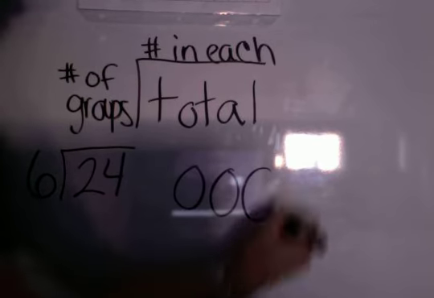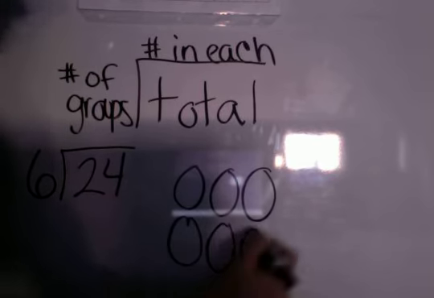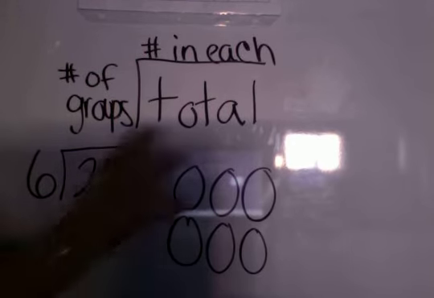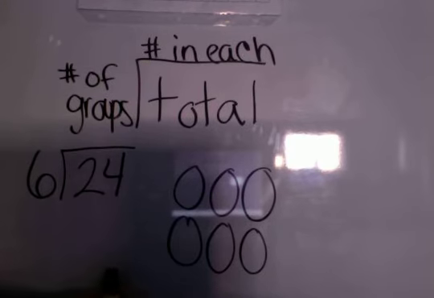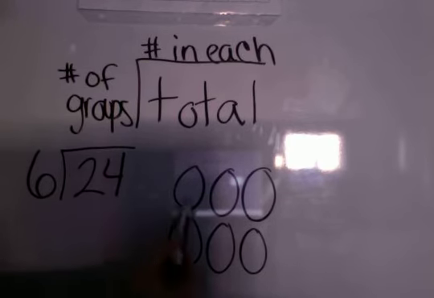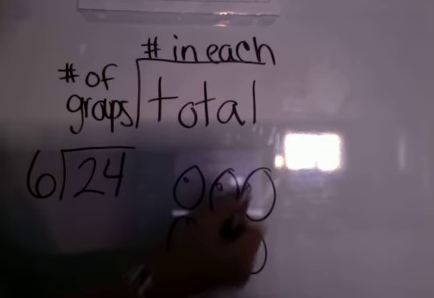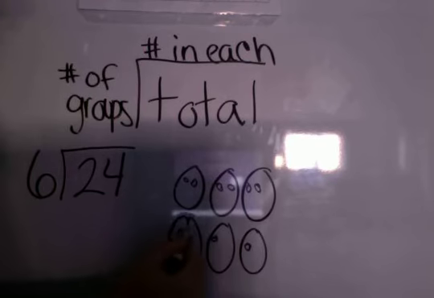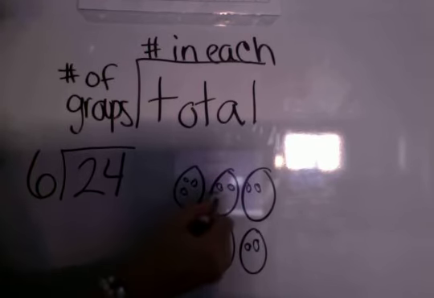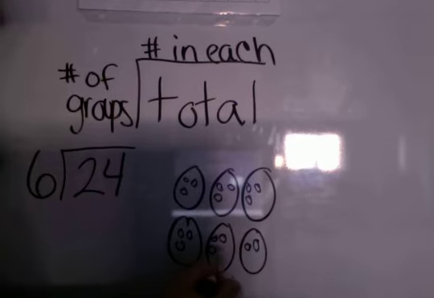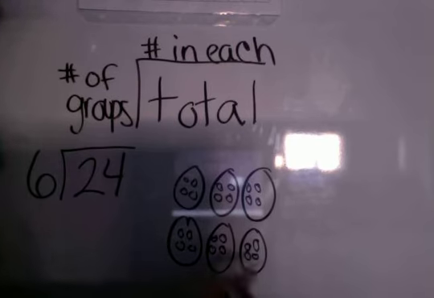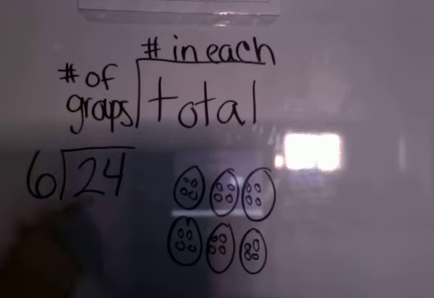1, 2, 3, 4, 5, 6. Now we have 24 objects to divide or to separate into those groups. So 1 in each until we get to 24. Go. 1, 2, 3, 4, 5, 6, 7, 8, 9, 10, 11, 12, 13, 14, 15, 16, 17, 18, 19, 20, 21, 22, 23, 24. Stop. We're stopping because we only had 24 objects.